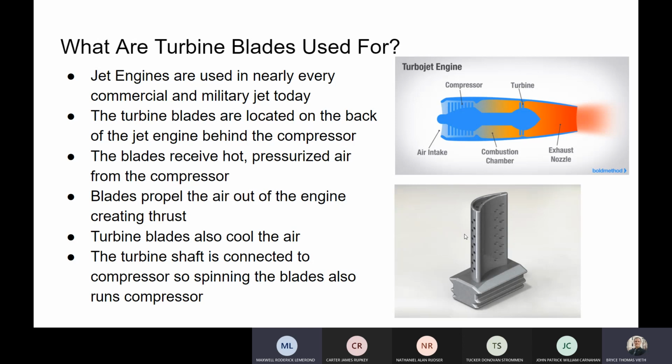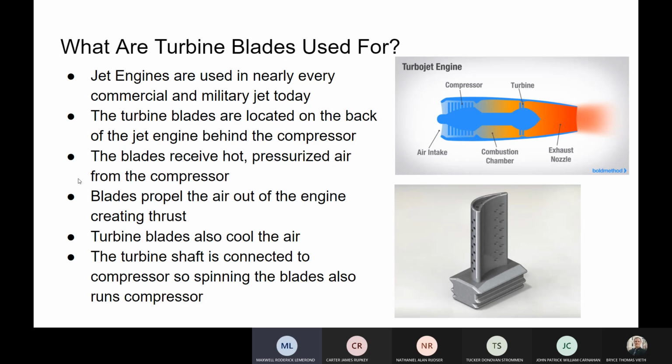All right, so what are turbine blades used for? They basically create the thrust for jet engines, which are used in nearly every commercial and military jet that flies today. As you can see in the top right-hand picture, the turbine blades are located in the back of the jet engine, behind the compressor and the combustion chamber. The compressor creates hot pressurized air that runs through the turbine blades, and the blades propel the air out of the back of the engine, which creates the thrust.